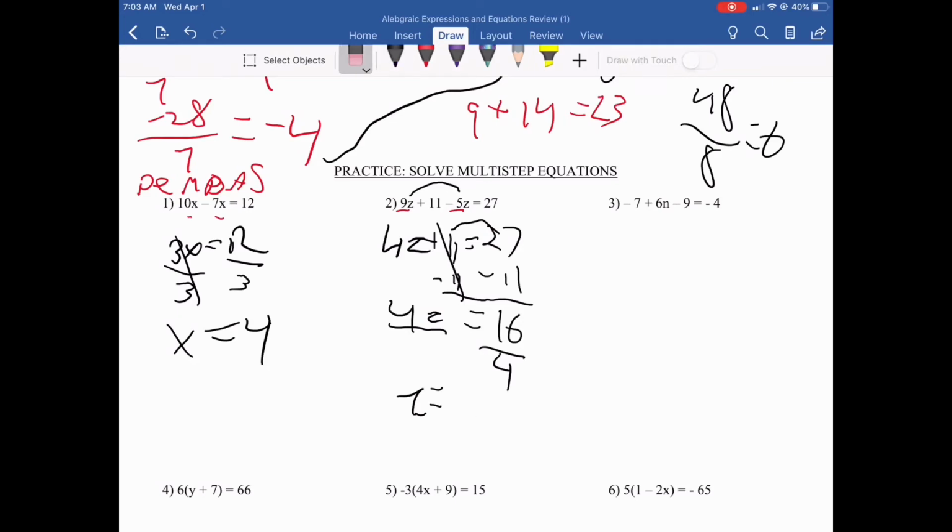All right, you know what? I'm just so unsure today. Let me put it in just to make sure. So I solved for z. Z is 4. Put 4 in the equation. 36, because 9 times 4 is 36. So 36 plus 11 is 47. Take away 5z. 5z is 20. Equals 27. Equation is correct.